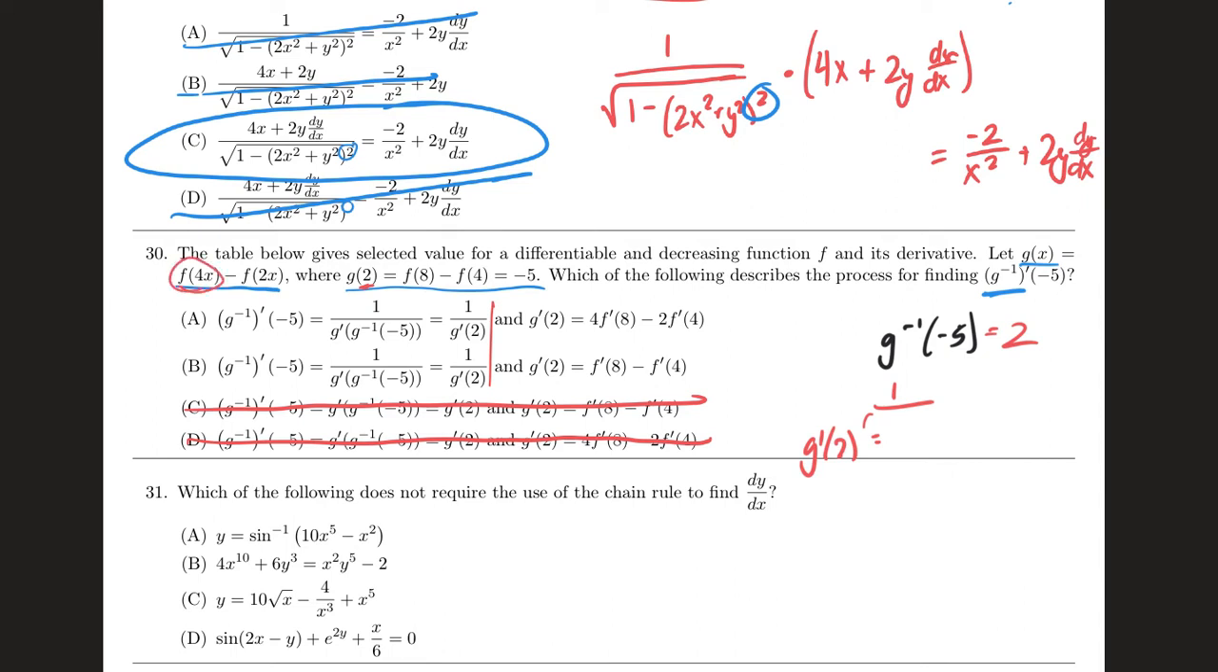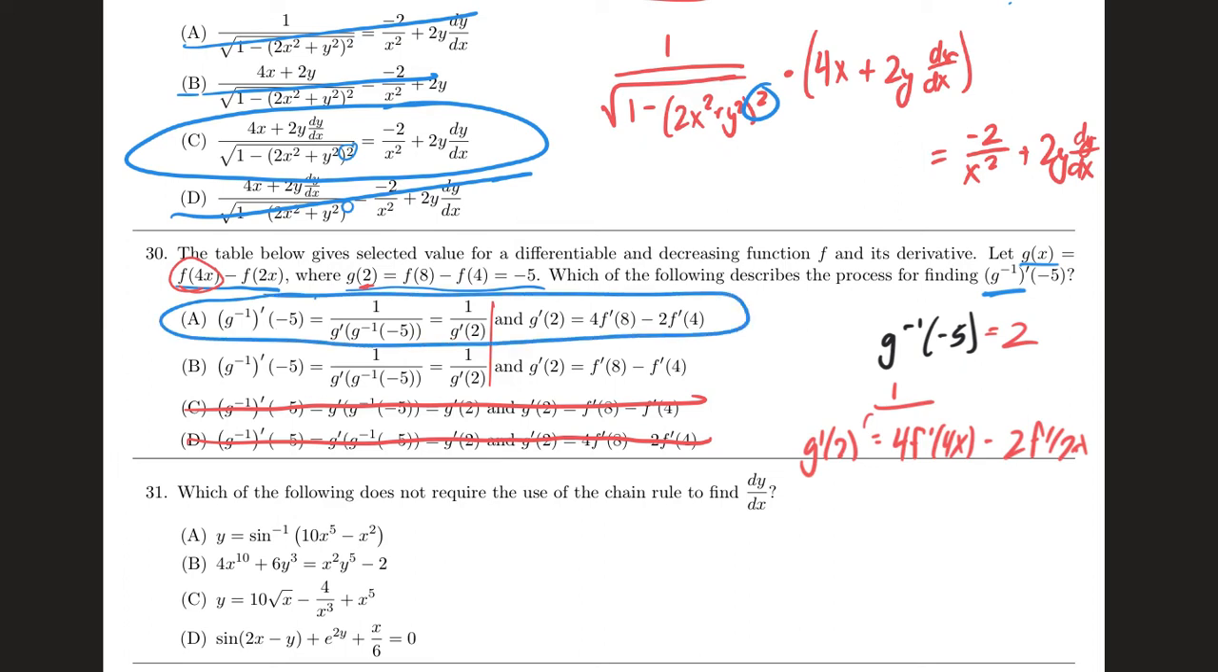For this part, we have to do the chain rule, so it's going to be 4 f prime of 4x. Same thing for the 2 f prime of 2x. All right, so that's going to make A the right answer. The inverse function theorem gives us this part, and the chain rule gives us that 4 and that 2. That makes A the right answer.